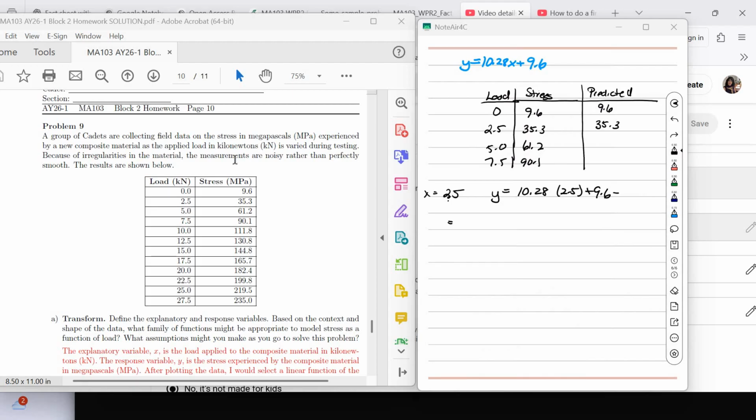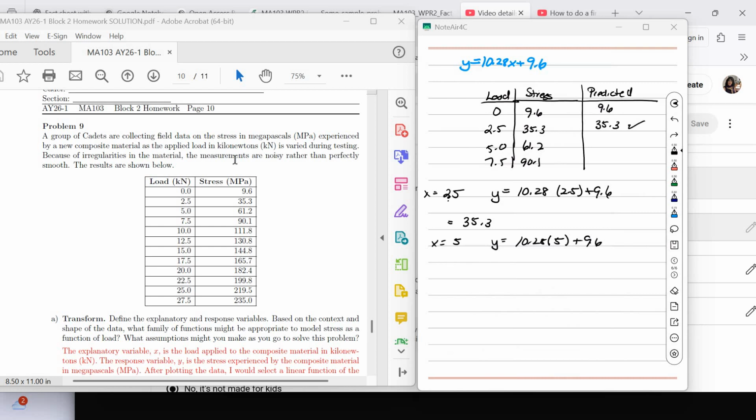And I get 35 point... sorry, here, 0.3. So I do get the same thing. Let's now do x equals 5. y is equal to 10.28 times 5 plus 9.6. And this is going to be faster because I already have it typed in. I'm going to put 5 in here now.